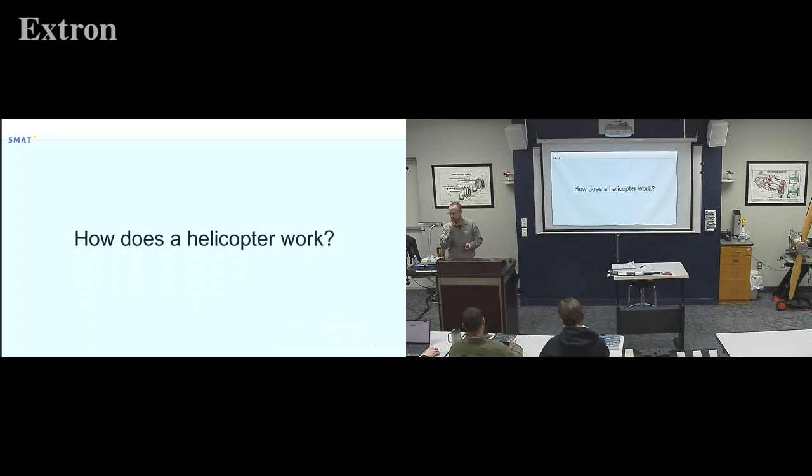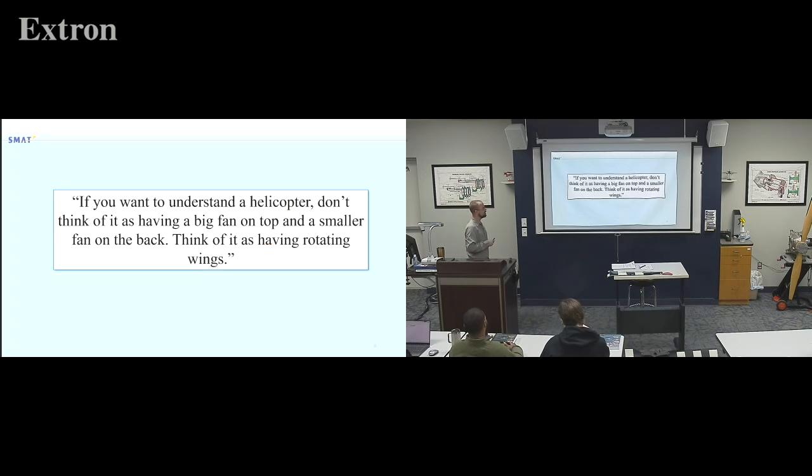All right, so how does a helicopter actually work? Beats the air into submission, okay. So the way we think about it, if you want to understand a helicopter, don't think of it as having a big fan on top and a smaller fan on the back. Think of it as having rotating wings. Okay, rotating wings.